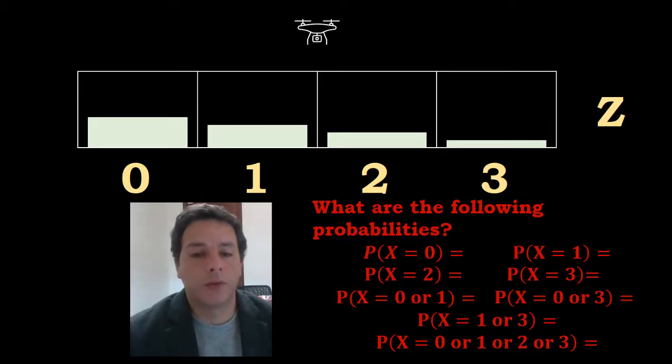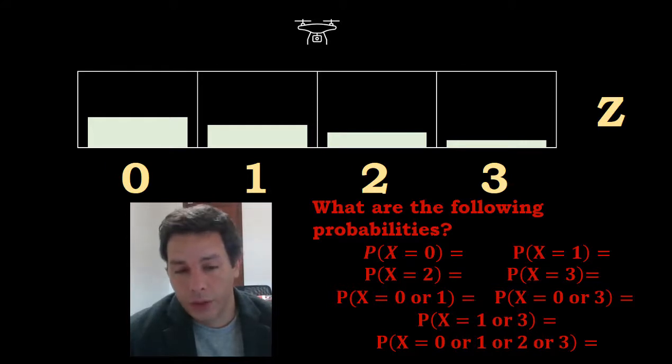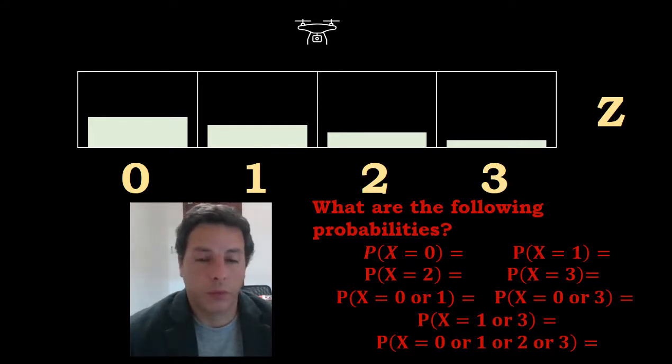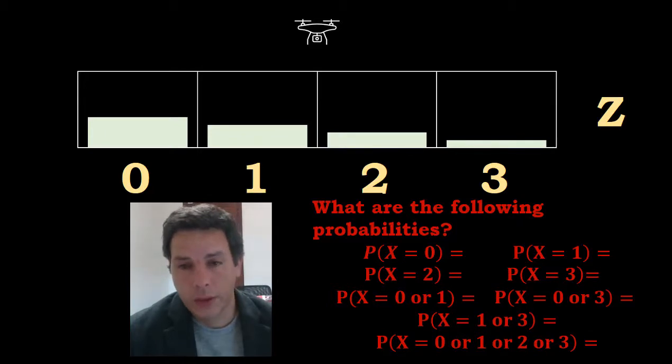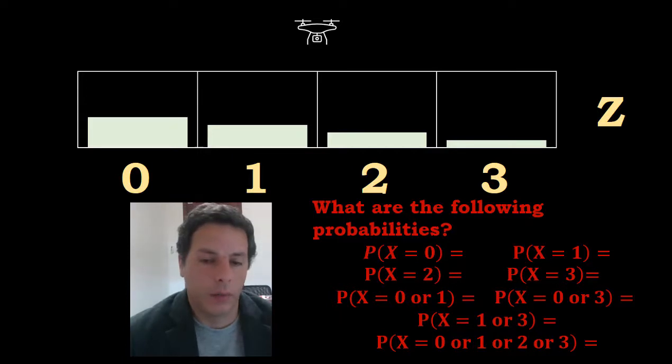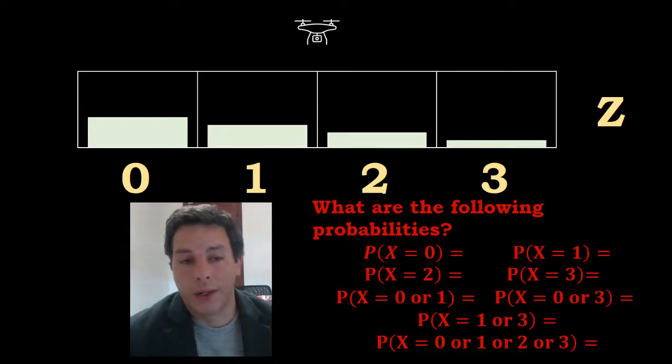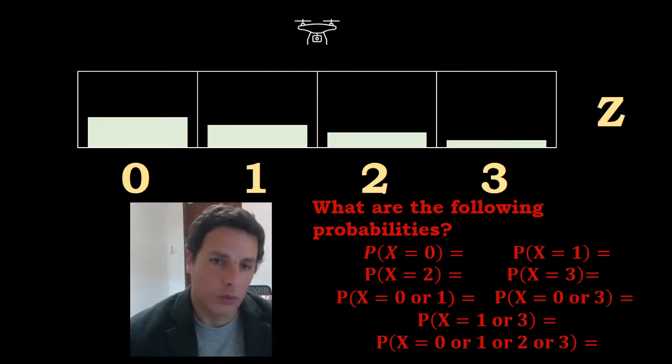So, what's the probability of x equals 0, or the drone landing in the region A? It's 0.4, because 40% of people live in that area. Probability of x equals 1 is 0.3, probability of x equals 2 is 0.2, probability of x equals 3 is 0.1. Now they combine possible outcomes. What's the probability of x being 0 or 1? We need to add the probability of being 0 plus the probability of being 1. 0.4 plus 0.3 equals 0.7.